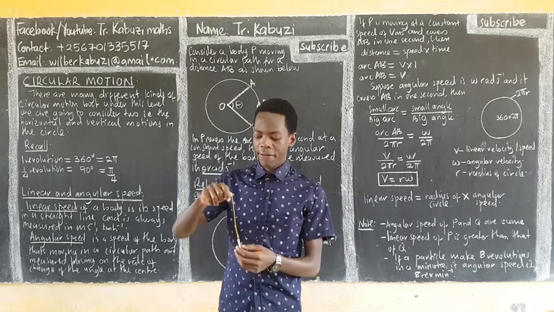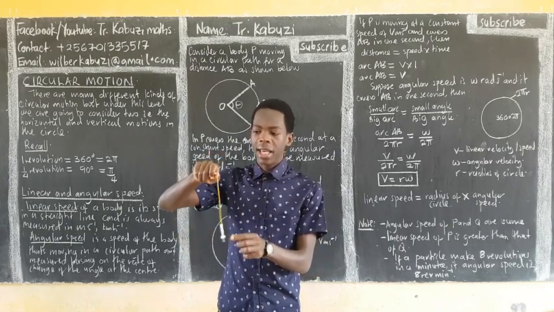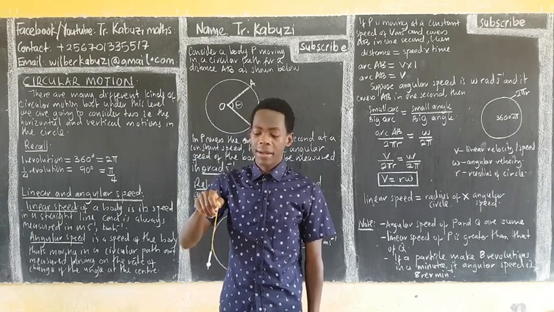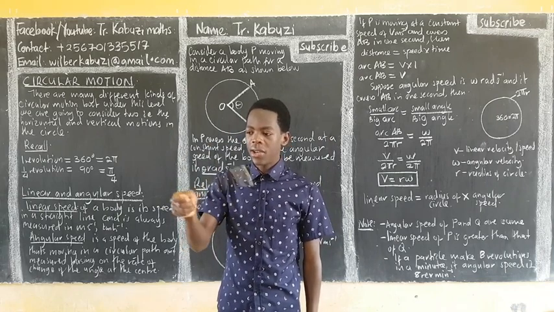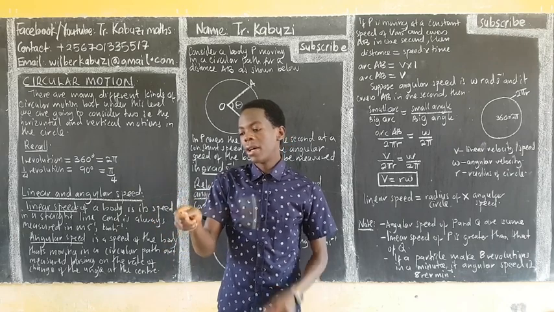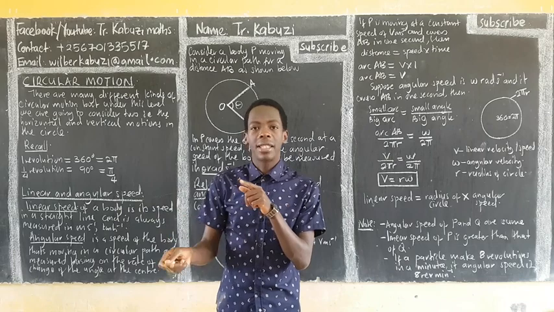If I have an object P that is moving around, but moving in a circular path, as you see this one is moving in a circular path, what we call that is circular motion.